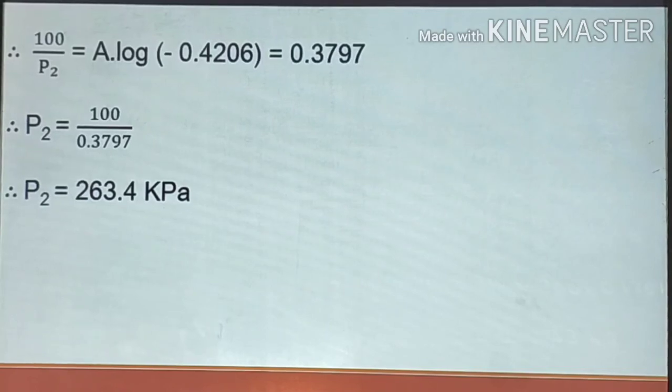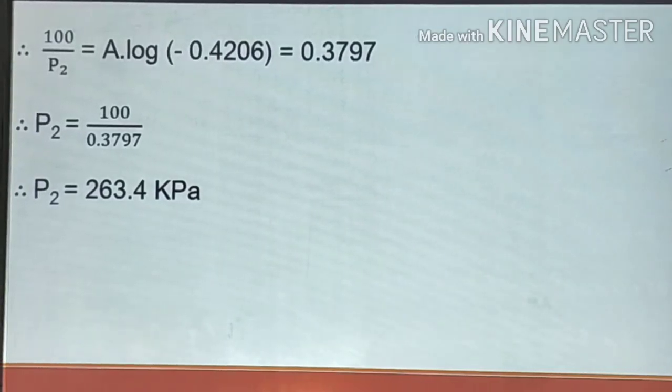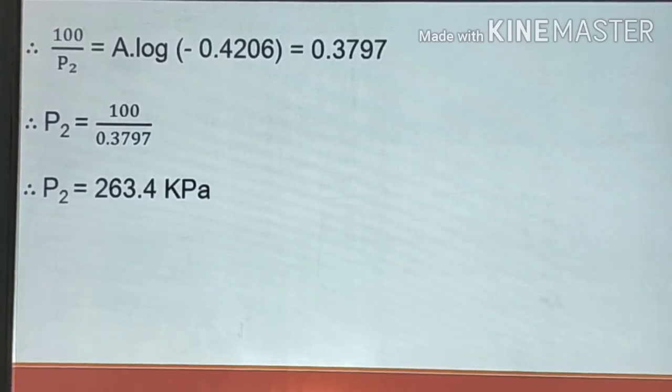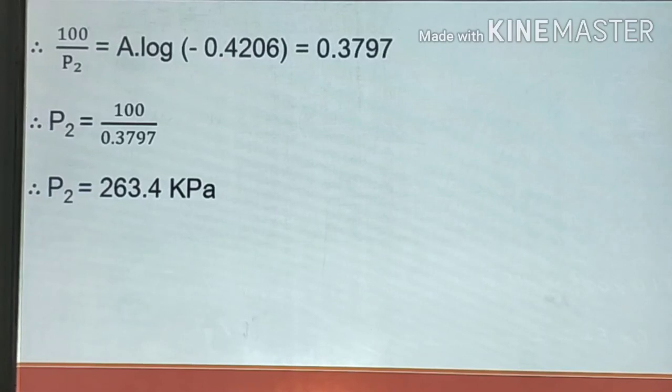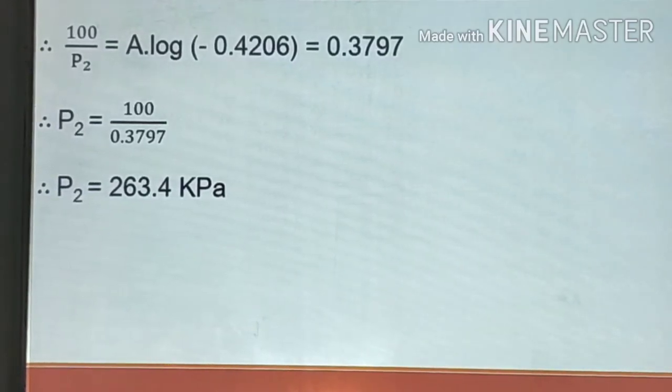So what is the value of final pressure after doing the calculation? 263.4 kilopascal. Initial pressure was 100. Final pressure is 263. Means there is an increase in the pressure. Why is there an increase in the pressure? Because the process is compression.